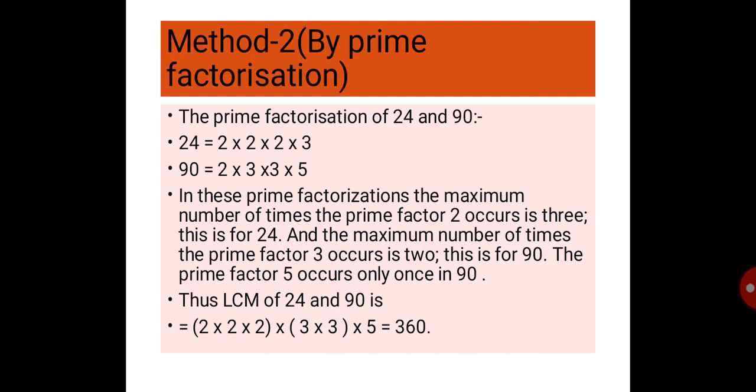So for finding the LCM, we will first write the common factors. That is 2 into 2 into 3. Then again we have to write all the other numbers that are not in common. So 2 into 2 into 2 into 3 into 3 into 5. So LCM is 360.